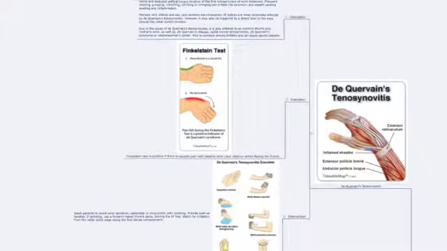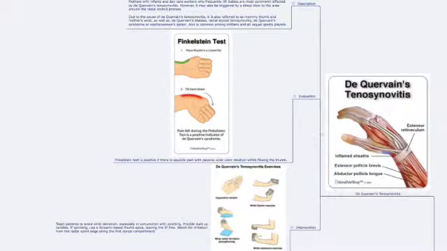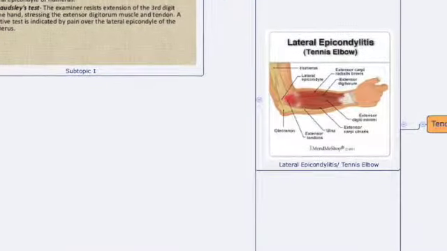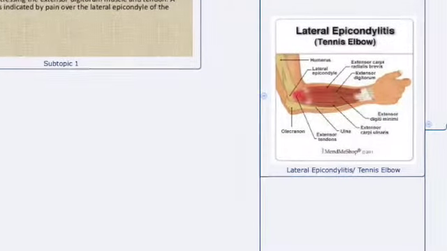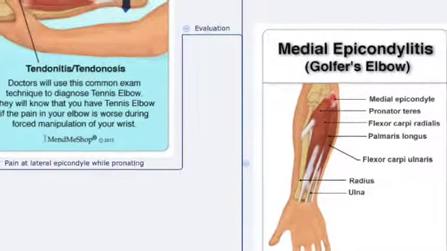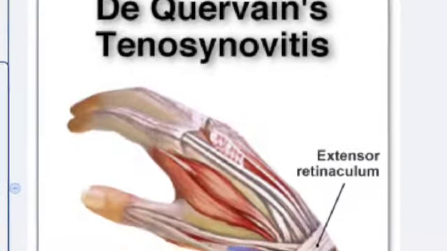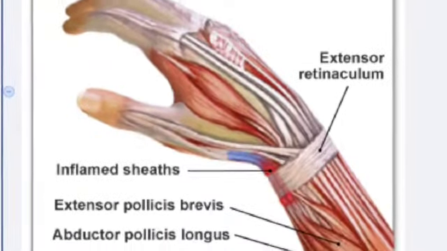One is de Quervain's tenosynovitis. Another is lateral epicondylitis, also known as tennis elbow. And medial epicondylitis, also known as golfer's elbow. First, we will look at de Quervain's tenosynovitis.